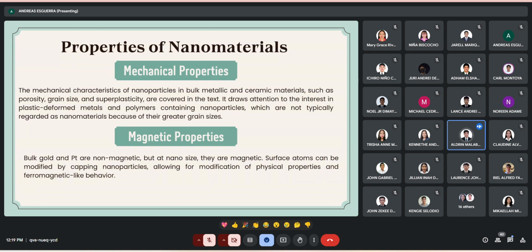And the last property is magnetic properties. Both gold and platinum are non-magnetic, but at the nano size, they are magnetic. Surface atoms are not only different from bulk atoms, but they can also be modified by interaction with other chemical species, that is, by coating the nanoparticles. This phenomenon opens the possibility to modify the physical properties of the nanoparticles by coating them with appropriate molecules. Actually, it should be possible that non-paramagnetic bulk materials exhibit paramagnetic-like behavior when prepared in the nanorange.